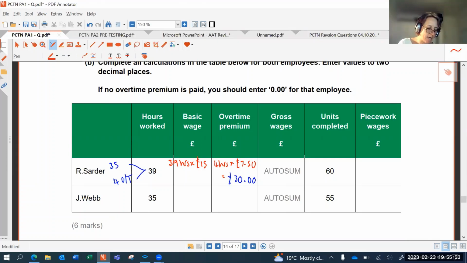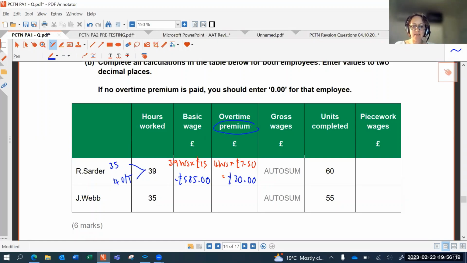So the basic wage needs to be the full 39 hours at £15. And if you have got the FI materials, we do give you 2 different question styles on this. This is definitely one of the question styles. And the reason we're doing it like this is because they've asked for an overtime premium, not the overtime pay.